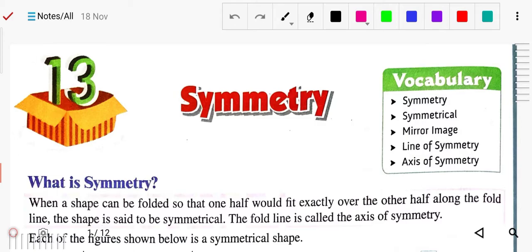So, what is symmetry? When a shape can be folded so that one half would fit exactly over the other half along the fold line, the shape is said to be symmetrical. The fold line is called the axis of symmetry. Okay, so what did you understand?